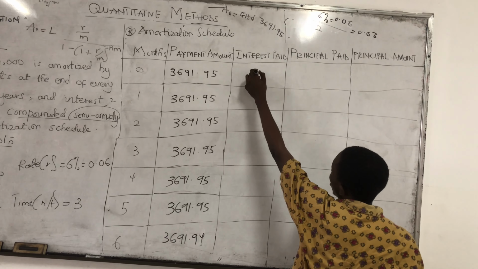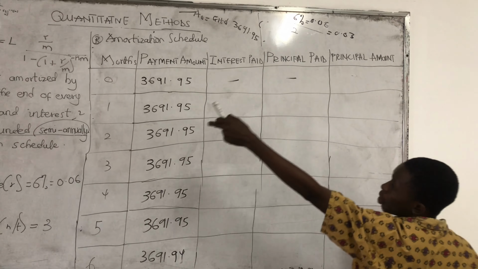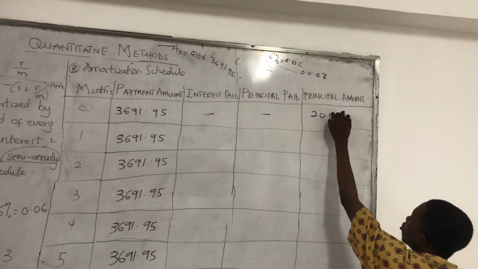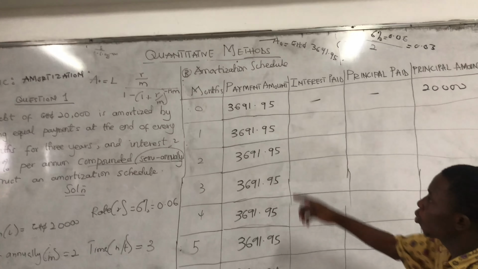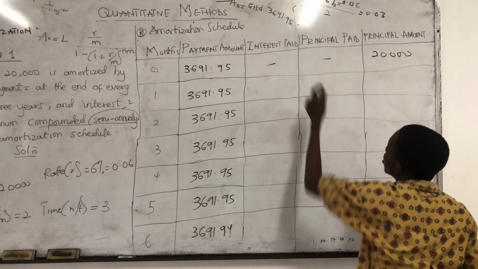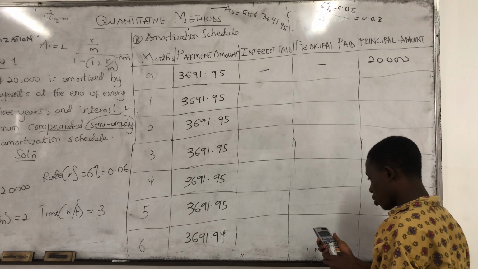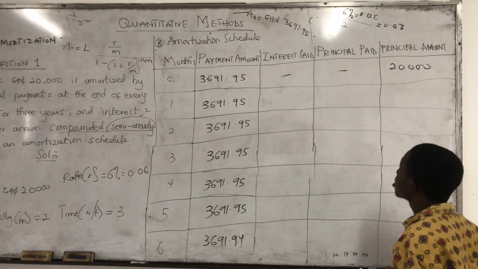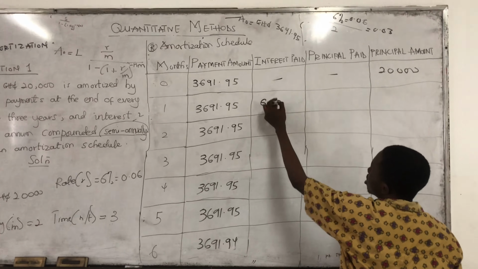Here at month 0, we have a dash. The principal amount is the same as the loan, the 20,000. Now we are moving to month 1. To get the interest paid, it's 0.03 times 20,000. We are getting 600.